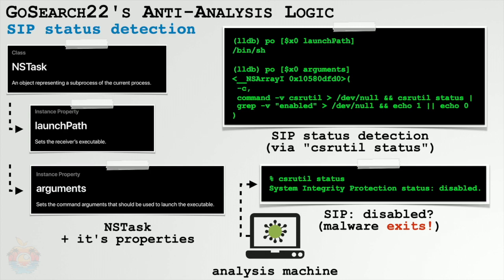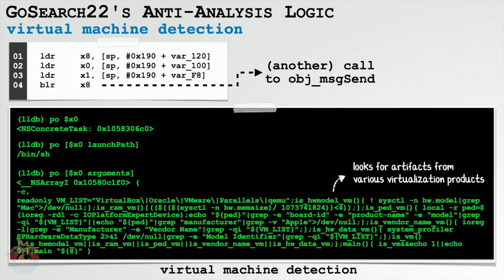Reading more about the NSTask object, we can see it has other instance variables or properties, including a launch path and arguments. We can dump these in our debugger. As we can see on the slide, via the arguments, it's going to invoke /bin/sh, passing in the command csrutil, which is how you execute a check to see if system integrity protection is enabled. So the malware is basically delegating out to the system.